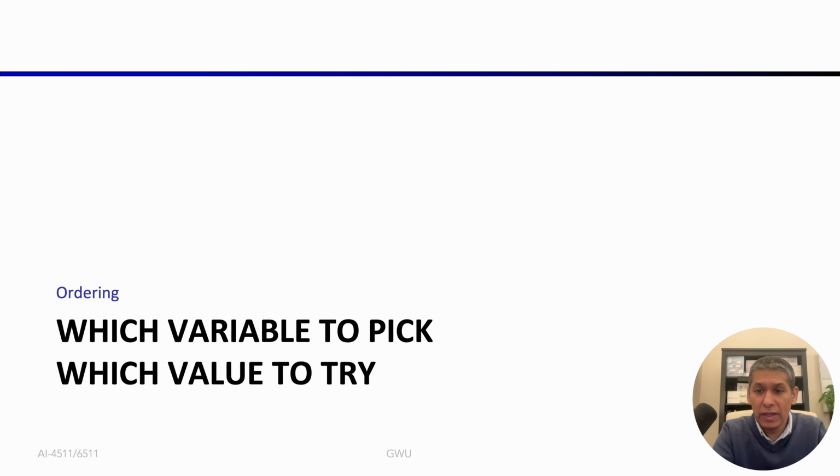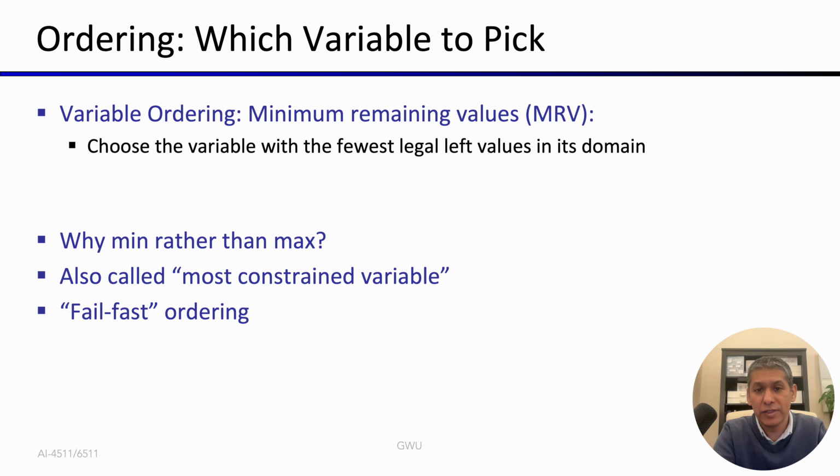There are two main heuristics. That's what we need to get to. The first main heuristic is which variable to pick. The variable ordering is given by minimum remaining values, which is called the MRV variable. You should always choose the variable that has the fewest legal values left in its domain.